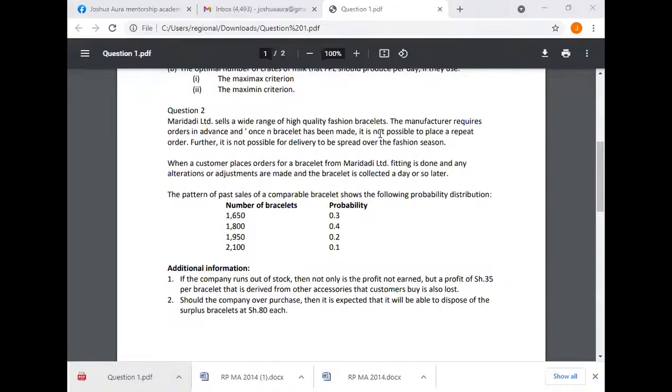So now, ladies and gentlemen, at least one thing here is so nice for us: they have given us the number of bracelets. I'm so sure each one of us will be able to get something. They have given us the number of bracelets, 1650.